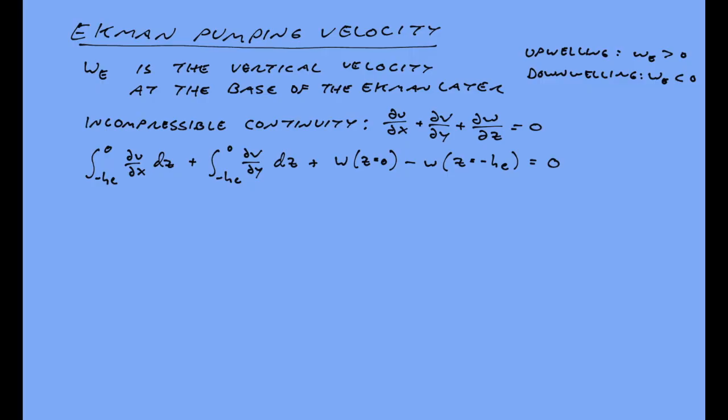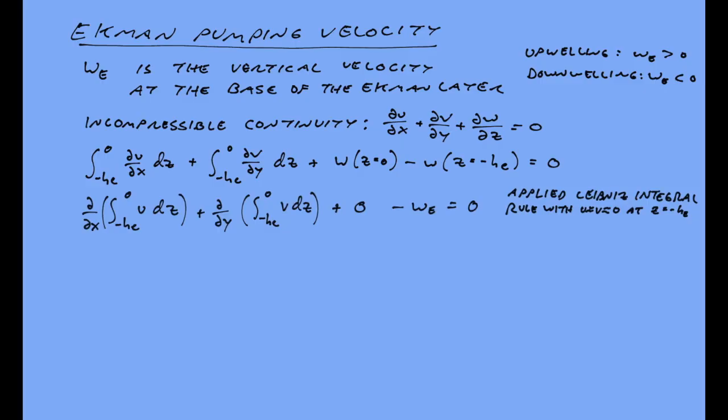The first two terms, I've just written them as those integrals, and I haven't done anything with them yet. And the last term, the integral of dw/dz with respect to z, is w at the surface, where z equals 0, minus w at the base of the Ekman layer. This is going to be our w_E, but right now I've got it written as w at z equals negative h_E. And this whole thing still equals 0.